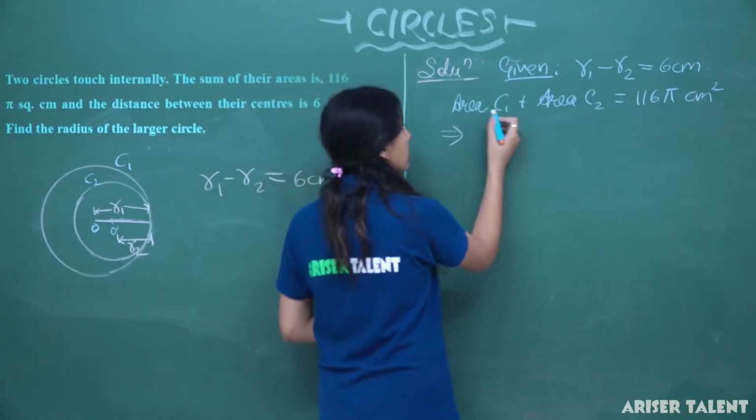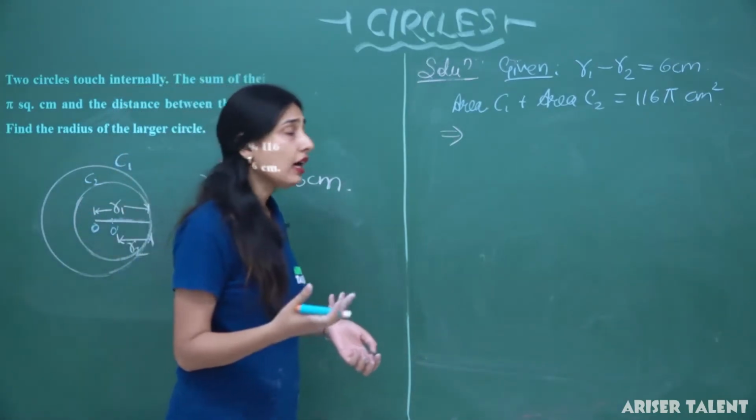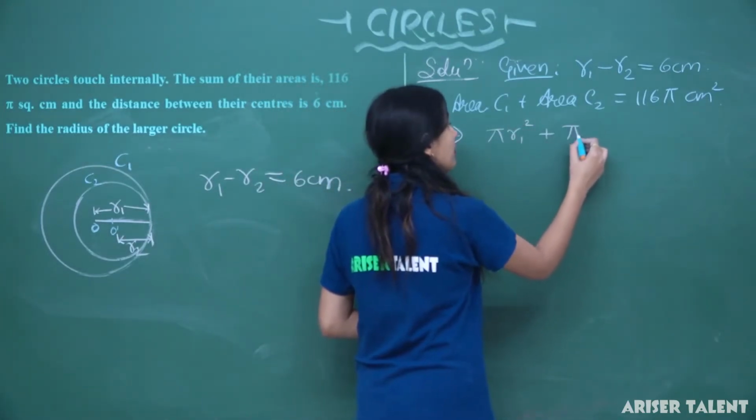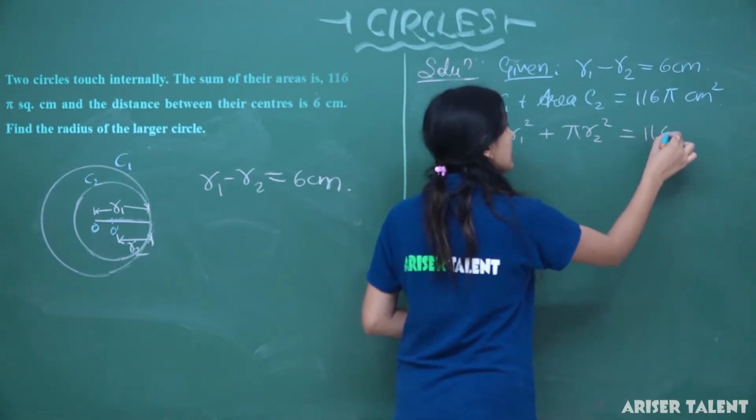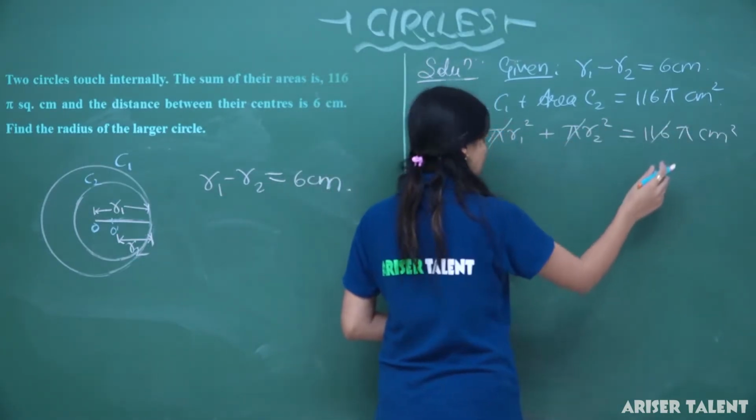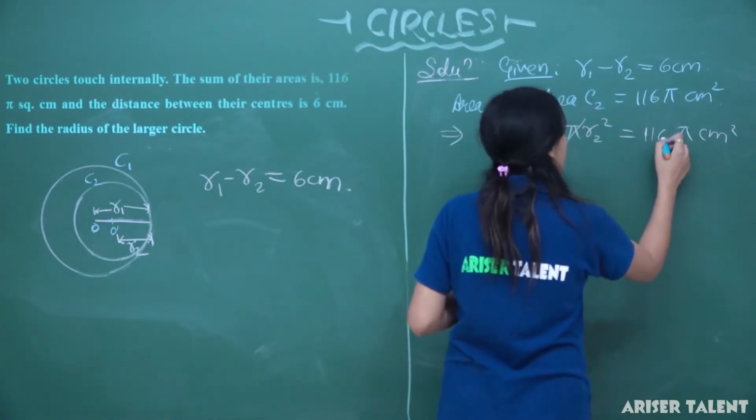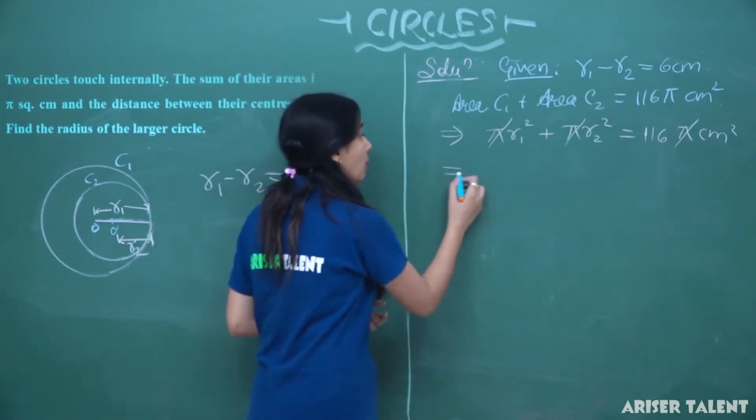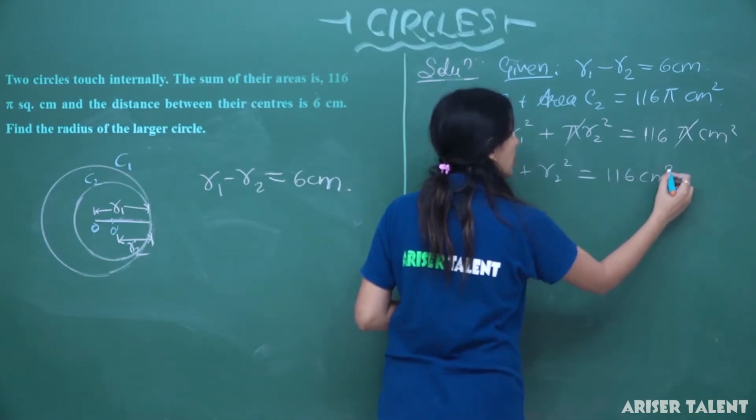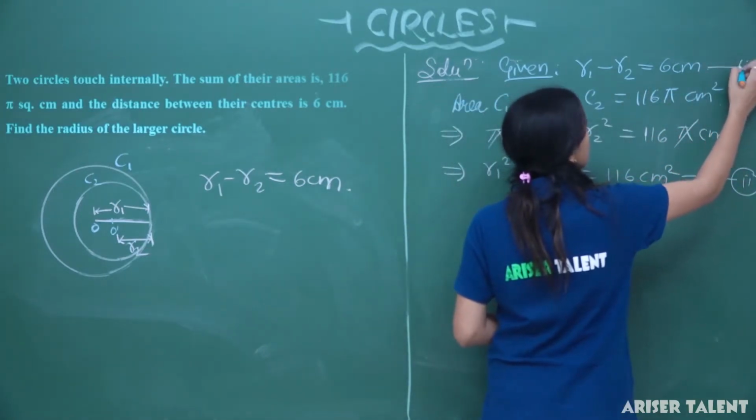What is the area of a circle having the radius r1 and r2? Area of the r1 radius circle will be pi r1 square and this will be pi r2 square, simply 116 pi centimeter square. So now this pi will cancel out ultimately; the pi will be out of the equation. Now what it implies is that r1 square plus r2 square equals 116 centimeter square. So this is the second equation and we are having this first.